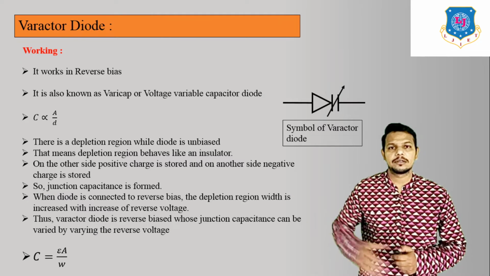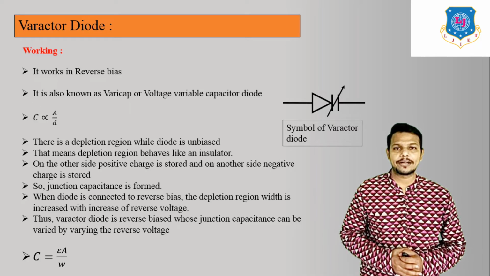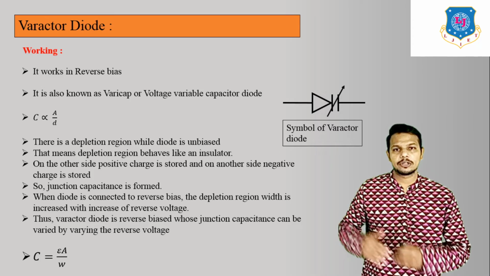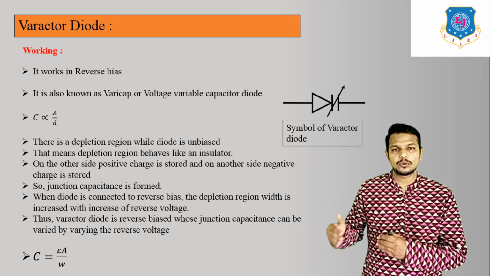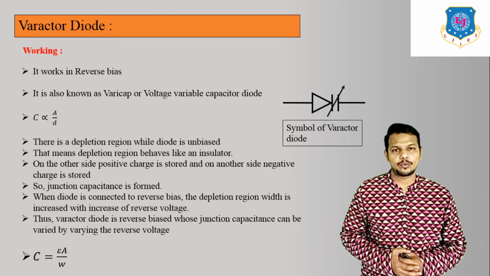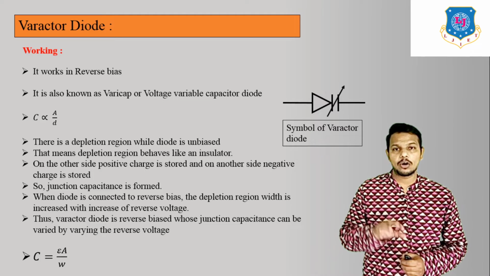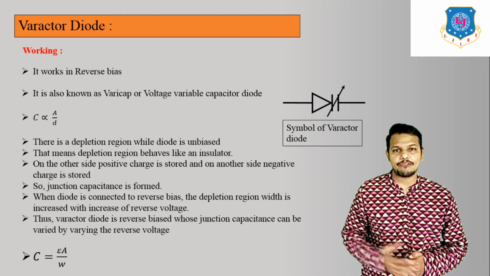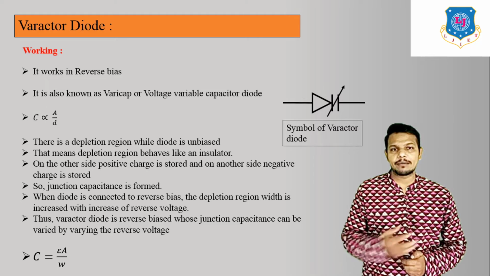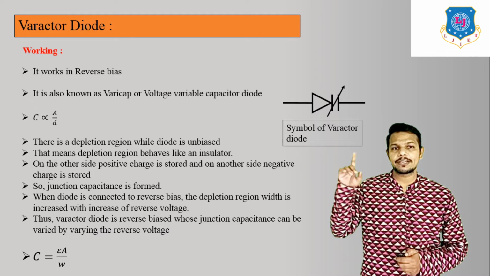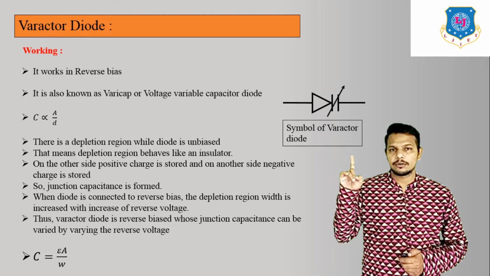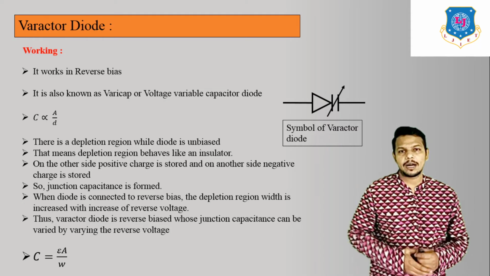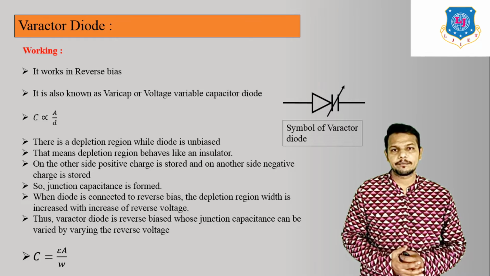So the next special purpose diode is the Varactor diode. The Varactor diode is different from these two, the LED and the Zener diode. Why? Because it works only in reverse bias. Here we can see it is also known as Varicap and voltage variable capacitor diode. This is the symbol of the Varactor diode. Now, what is a Varactor diode and how does it work?